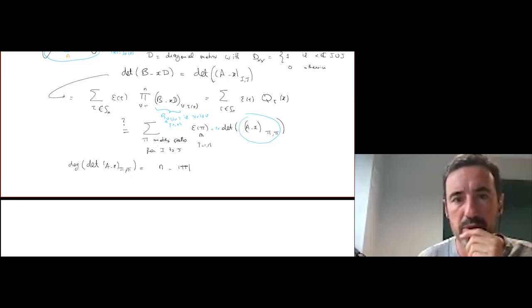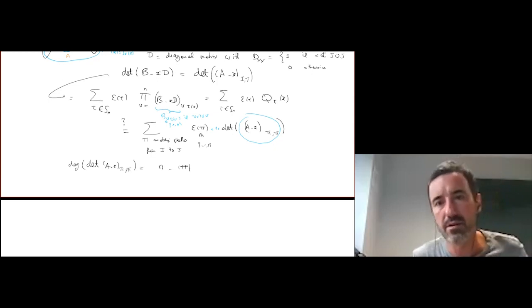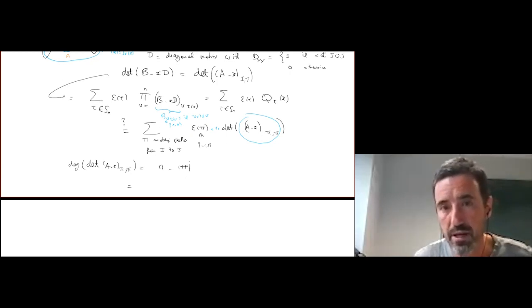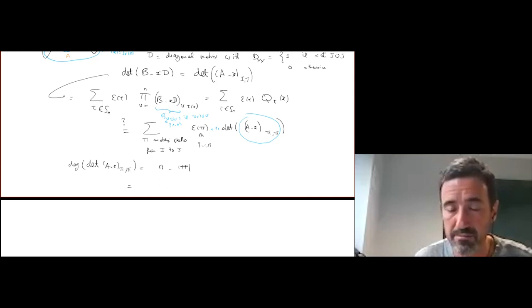Okay, so this is a polynomial, and the largest degree terms will be contained in the minimal path matchings, which are the ones for which the length of pi is minimal.